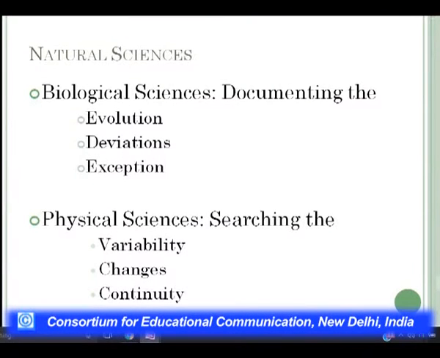This is particularly important simply because the natural sciences, especially the biological sciences, have been trying to document the evolution. Along with evolution, deviations and the exceptions, which means there is no continuous evolution. There have been deviations, there have been exceptions, there have been aberrations in the process of evolution, which we have understood as a very natural, monolithic, universal phenomenon. No, the evolution is there, but the rate of speed, the rate of change is different.